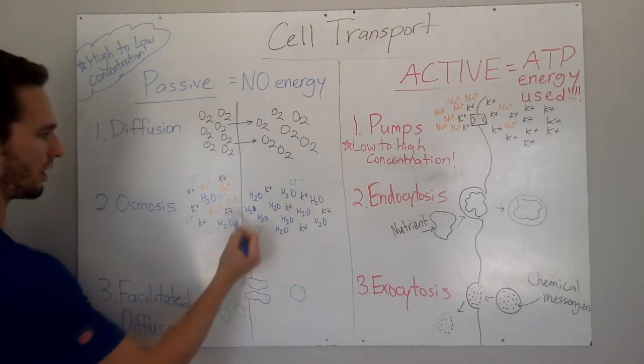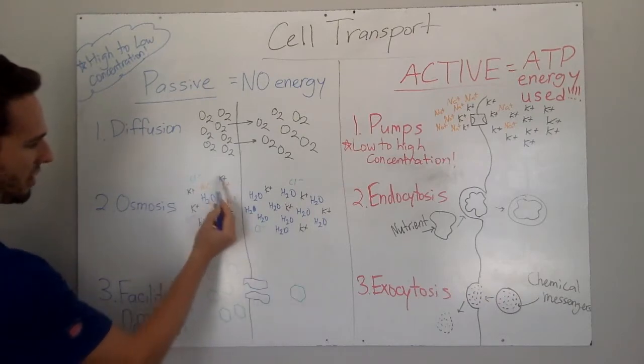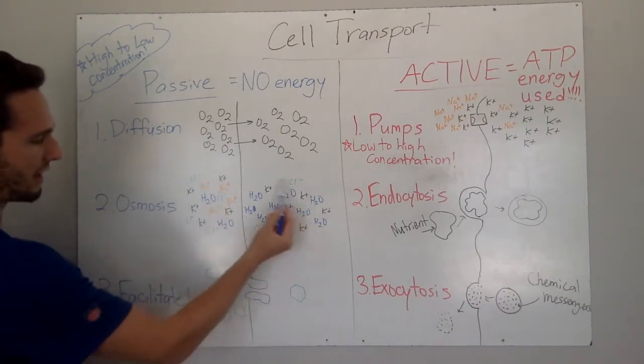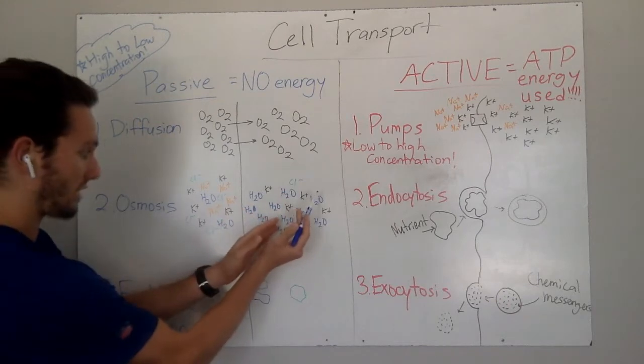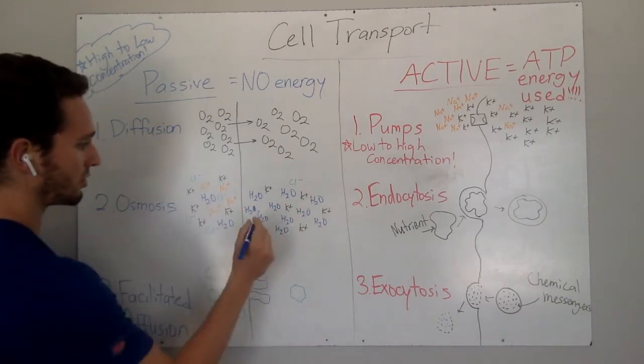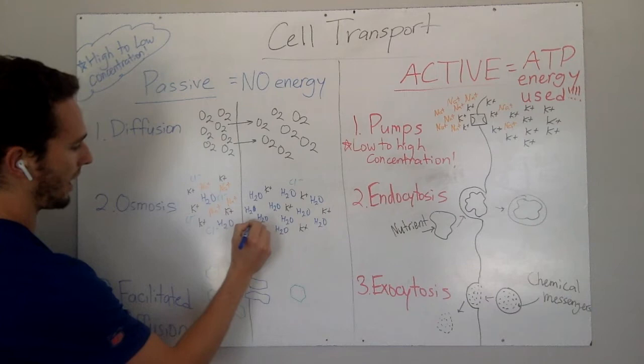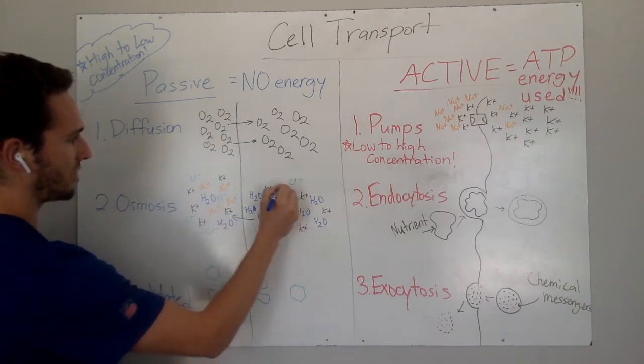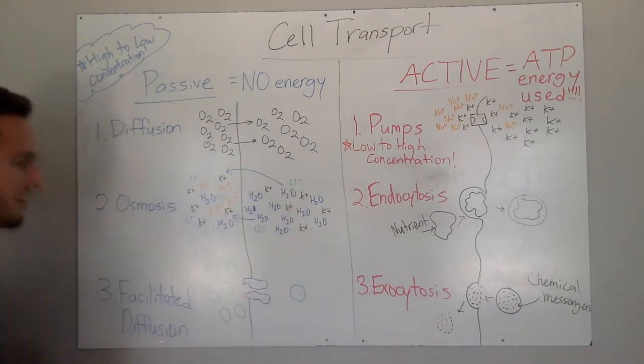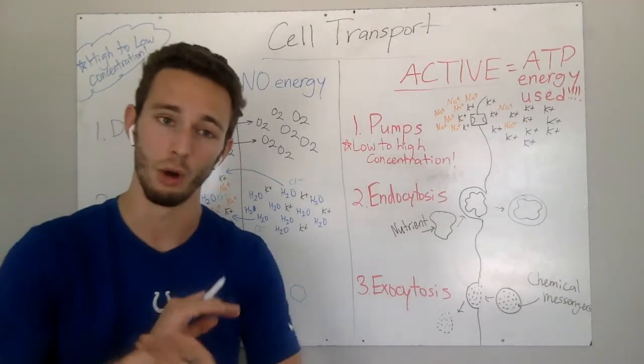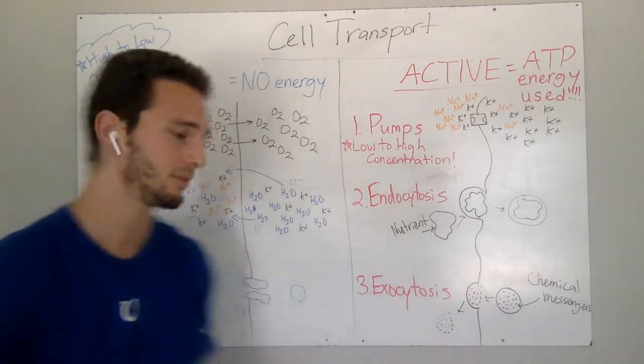So if you look over here, there's a lot more solute concentration outside of the cell than inside of the cell, and there's a lot more water here. So what water is going to do is move to the area of higher solute concentration. So it's going to move out of the cell. The motion of that water, no energy required, is called osmosis.